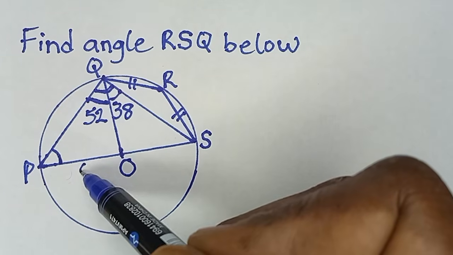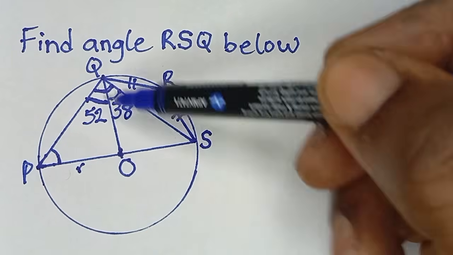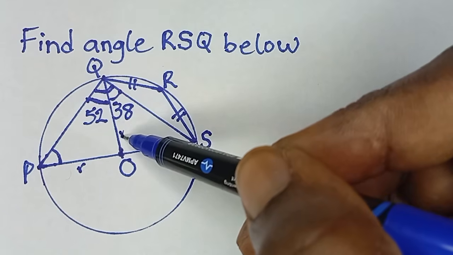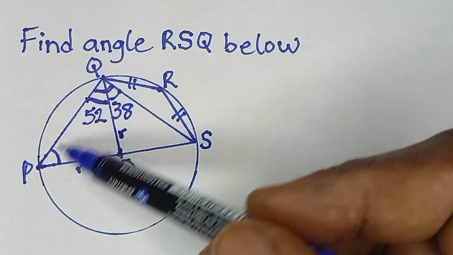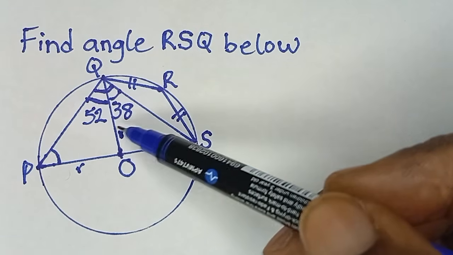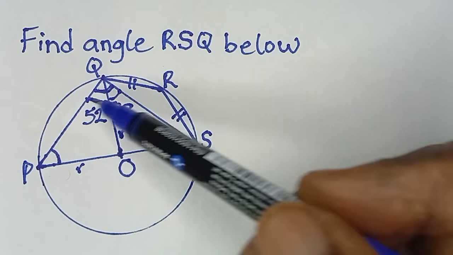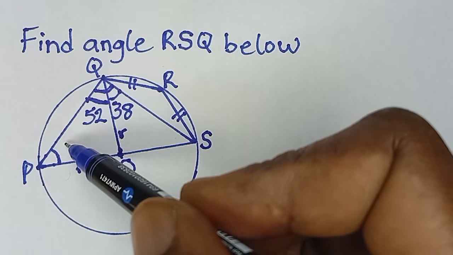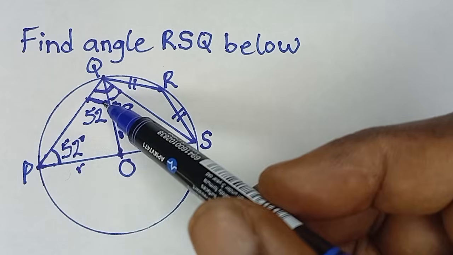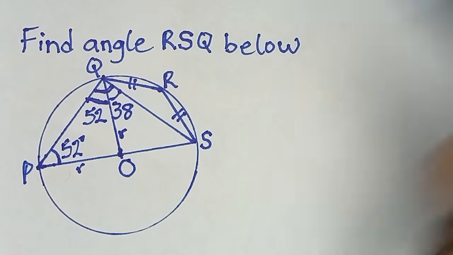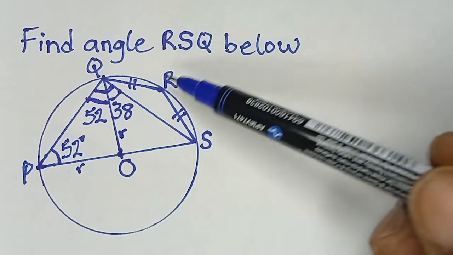Why? Because this is the radius of the circle from P to O. Center to circumference is radius. In the same way, center to circumference is radius. So this line is equal to this line, meaning this triangle is an isosceles triangle because these two sides are equal. The theorem says that the base angles of an isosceles triangle are equal. So if this is 52, this angle here is also 52 degrees because the base angles of an isosceles triangle are equal.